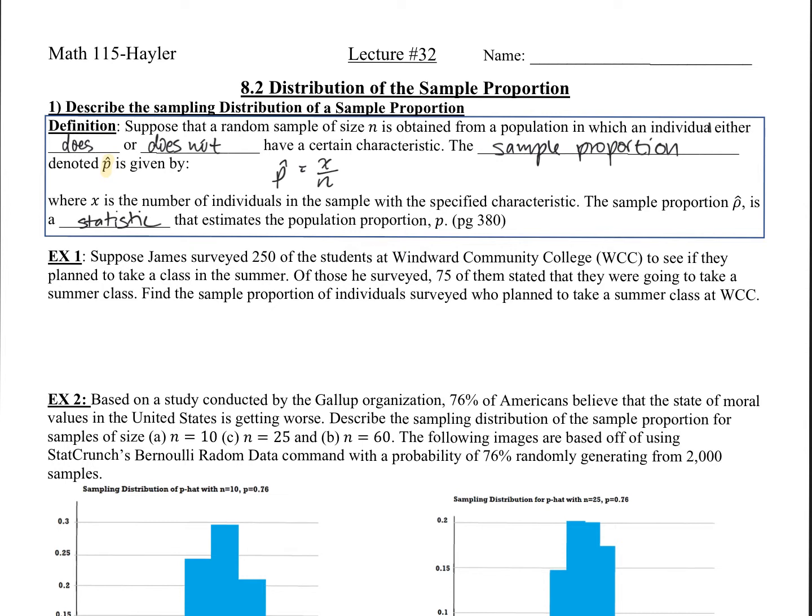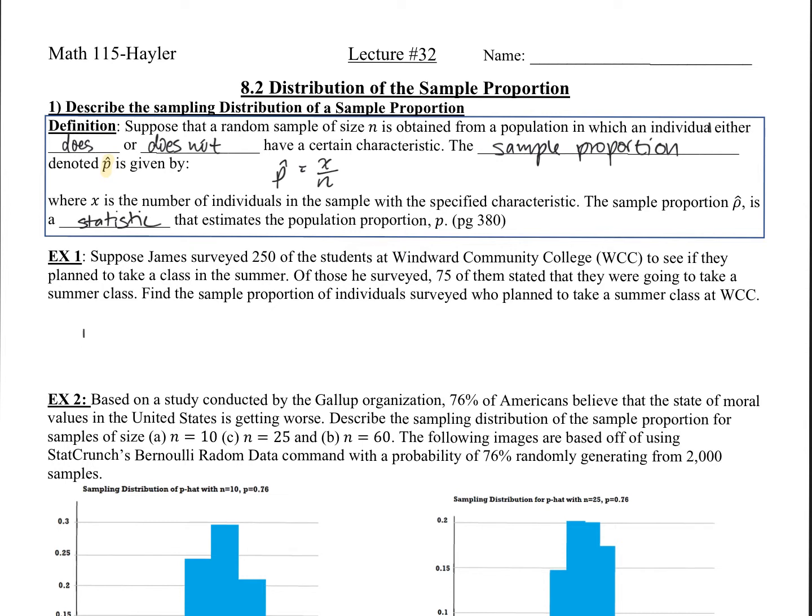Now let's take a look at example 1. Suppose James surveyed 250 of the students at Windward Community College to see if they planned to take a class in the summer. Of those he surveyed, 75 of them stated that they were going to take a summer class. Find the sample proportion of the individuals surveyed who planned to take a summer class at WCC.